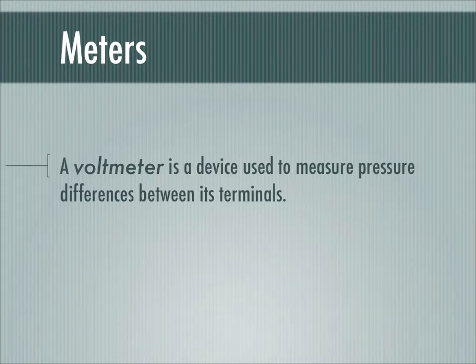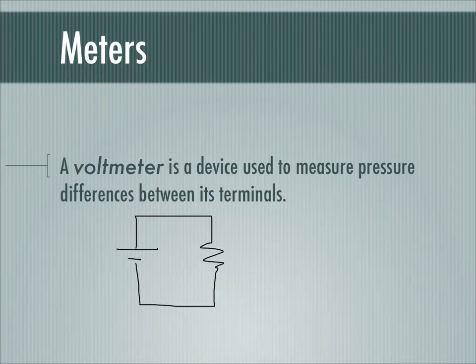Well, the big new addition in this activity was we used a multimeter to measure pressure differences using it as a voltmeter, and we used it as an ammeter to measure flow rate. Now, a voltmeter is a device that's used to measure pressure differences between its terminals, and the way we connected it is if you had a battery like this and you had a resistor, let's just draw one resistor, the way you would connect the voltmeter is you actually connect it in parallel.